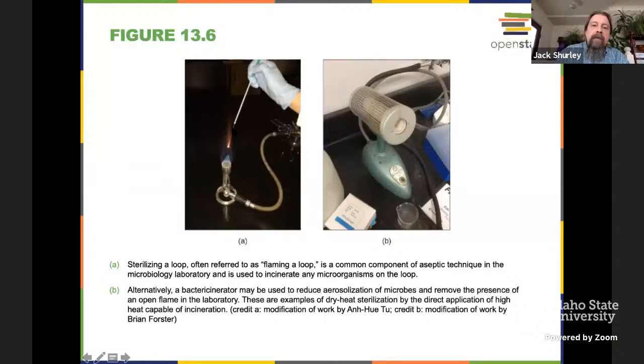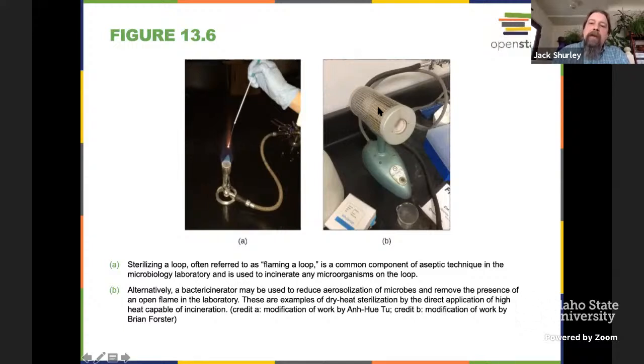It's something that you do in between streaking for isolation. From the first time you put it onto the plate, you flame the loop to kill off anything on there, back to the plate to spread it out. This super high temperature turns that little loop cherry red. And as this happens, anything that was potentially on there has been destroyed.